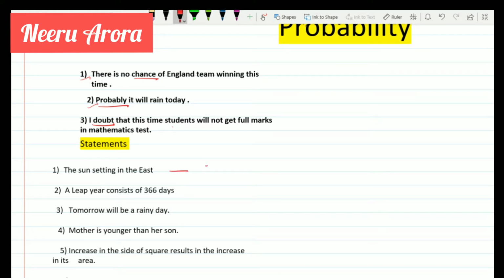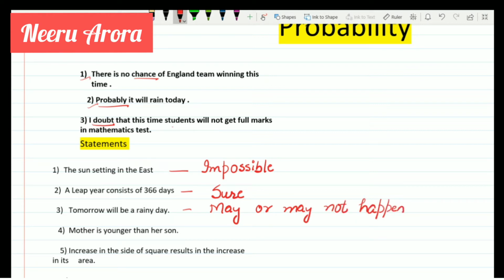This is impossible. We know it is impossible because the sun rises in the east. A leap year consists of 366 days. Yes, it is sure. We know a leap year consists of 366 days. Tomorrow will be a rainy day. It may or may not happen.